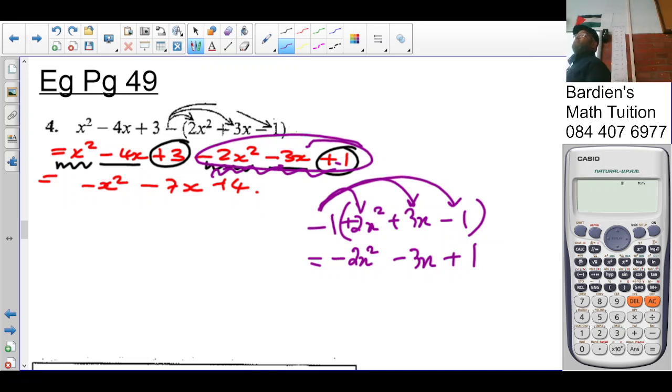Okay. Yes, Michael? So how would you get 7x here? You got minus 4x and minus 3x, which are like terms, not so? So you go on your number line. What's negative 4 minus 3? Negative 7. Yeah.